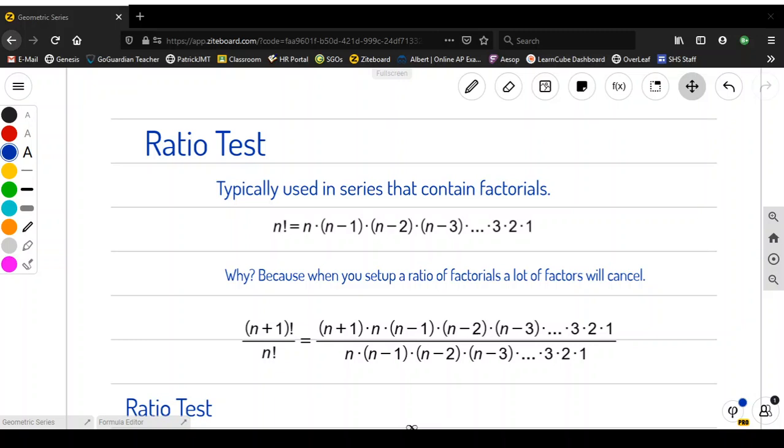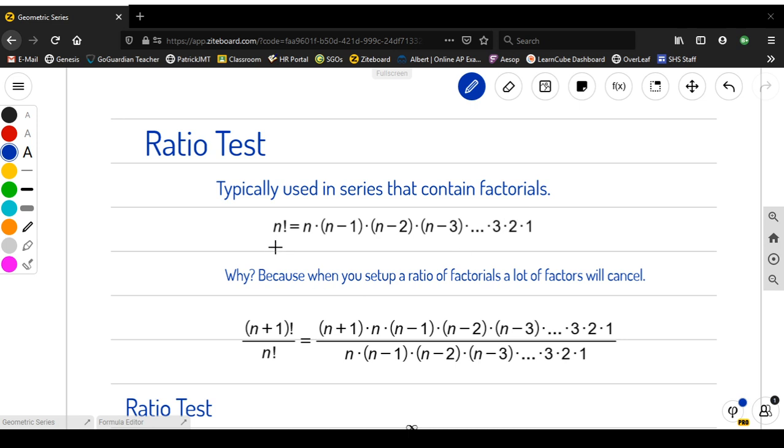All right, ladies and gentlemen, today I'm going to be talking about the ratio test. Okay, this is another test for series. There's about 9 tests in total. This year we don't have to cover every single one of them, but one of them that we do have to cover is the ratio test. Okay, so now the ratio test, before I go over what it is, is typically used in series that contain factorials.